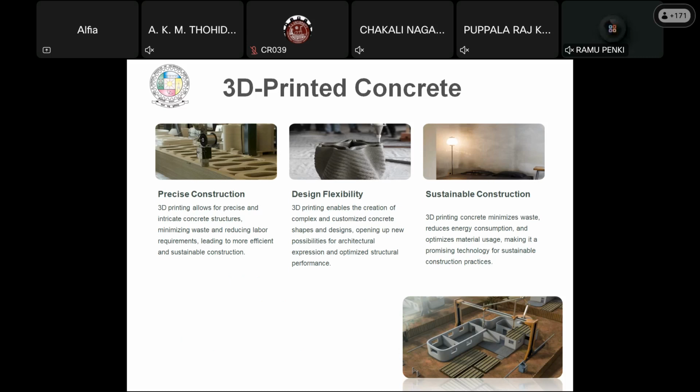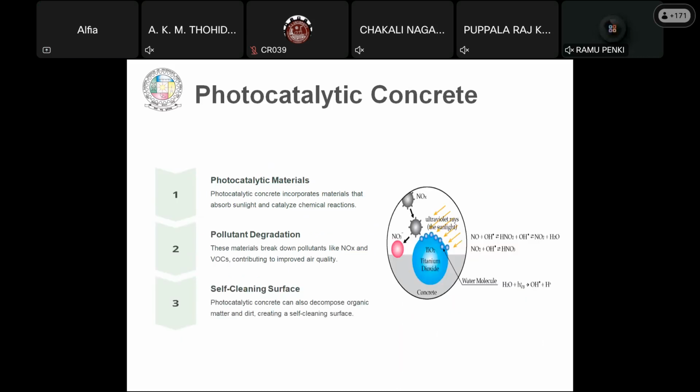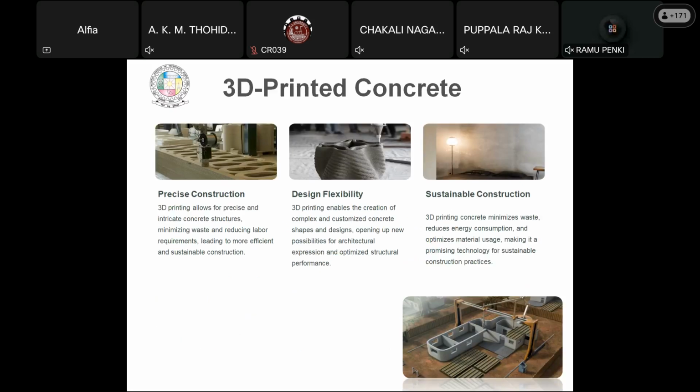So the challenges associated with 3D printed technologies are the development and refinement of the 3D printing system and the materials used. Another challenge is the development of codes or standard guidelines to ensure the quality and durability of the structure.